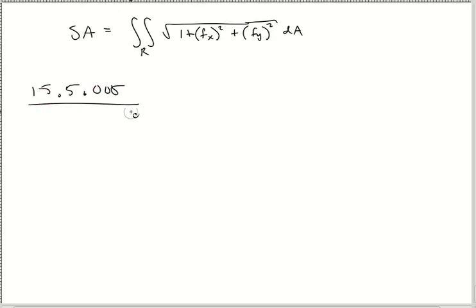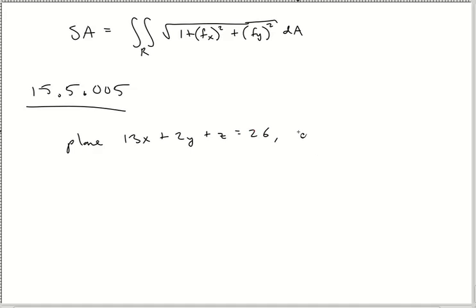Problem 15.5.5. It says find the surface area. We have a plane that is 13x plus 2y plus z equals 26, and we're looking at the first octant. So first off, I need to find out what my little f is.